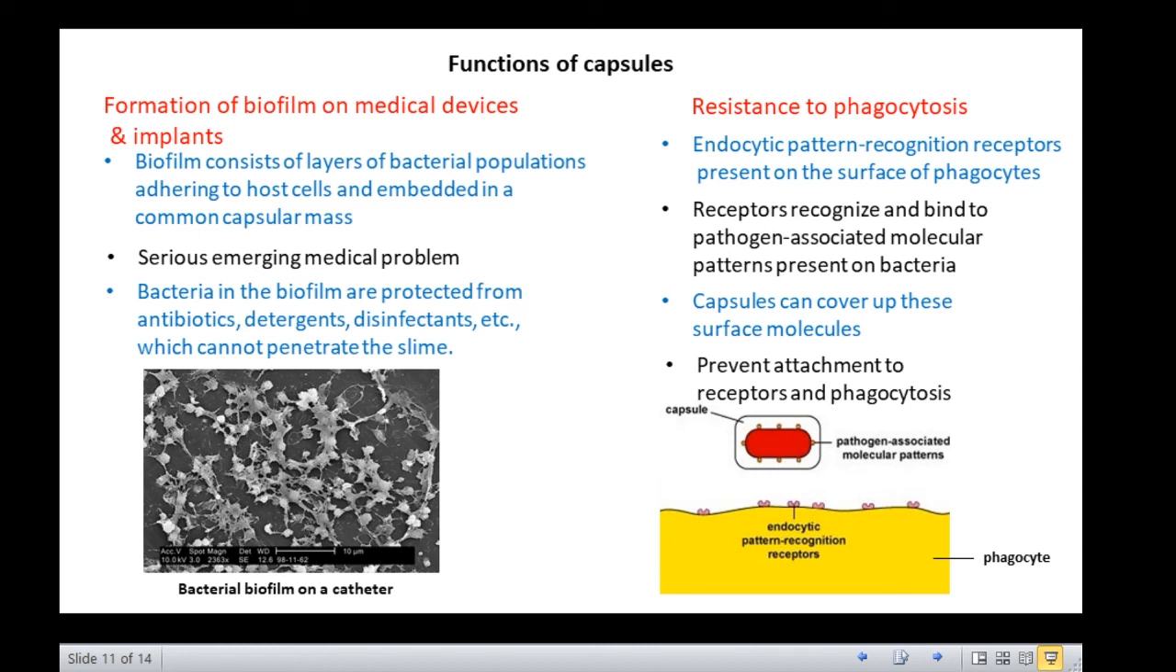Bacillus anthracis resists phagocytosis because the lysosomal enzymes of the phagocytes cannot break down the poly-D glutamate capsule of the bacterium. Similarly, Pseudomonas aeruginosa forms a biofilm which cannot be penetrated by the phagocytes. Other examples of bacteria that use their capsule to resist phagocytic engulfment include Haemophilus influenzae, Neisseria meningitidis, and Bordetella pertussis.